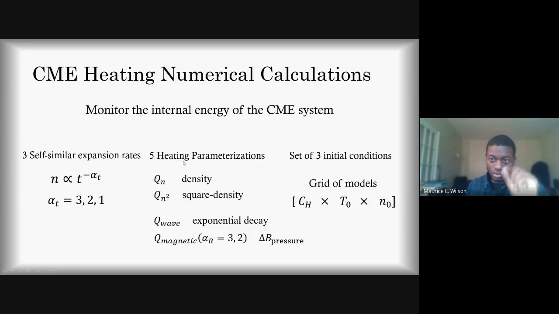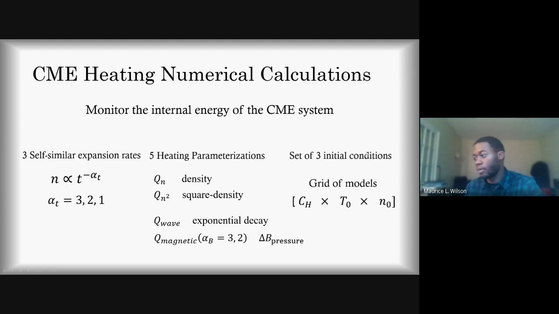Even though we don't understand the physical mechanisms of the heating, we still try to determine what parameters are most important for that heating process. So we have a heating term that's proportional to density. The heating can be proportional to the square of the density. The more physically motivated parameterizations include one based on wave heating models of the solar wind, where the heating decays exponentially. There are also magnetic heating models, parameterized as a change in magnetic pressure. As the flux rope of the CME expands, the magnetic pressure is changing, and that can affect the heating of the CME. So we try to account for that. And the 3 and 2 once again represent dimensionality, three-dimensional versus two-dimensional expansion.